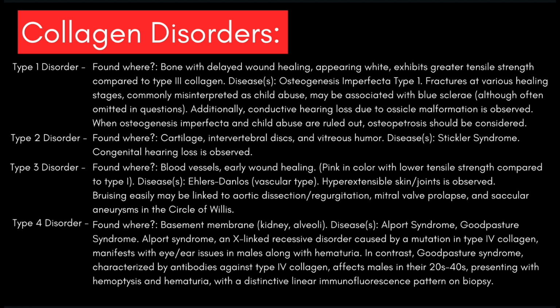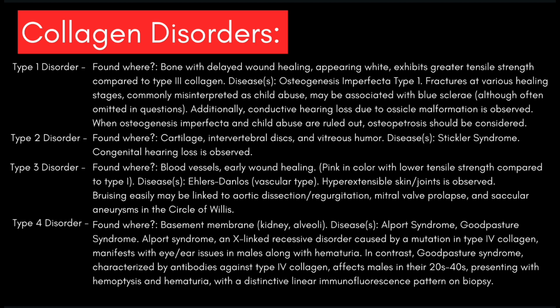Moving on to type 4 collagen disorder. Where is it found? It's found in the basement membrane, basically near the kidney and alveoli. Main diseases associated with type 4 collagen disorders are Alport syndrome and Goodpasture syndrome.